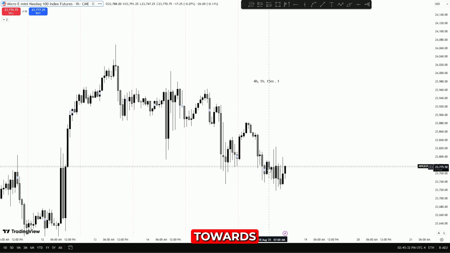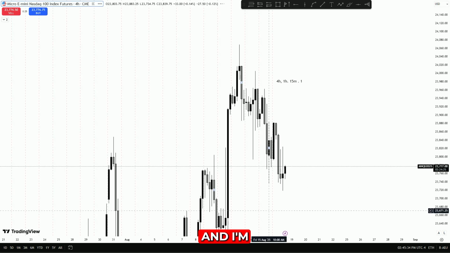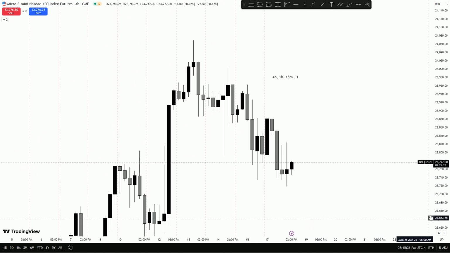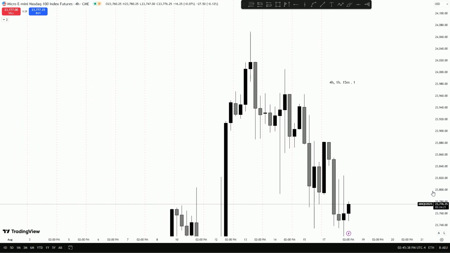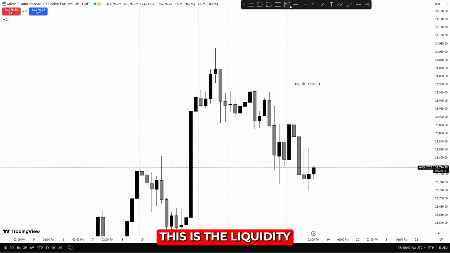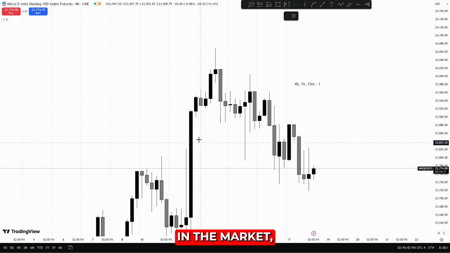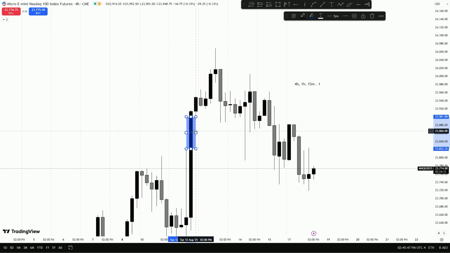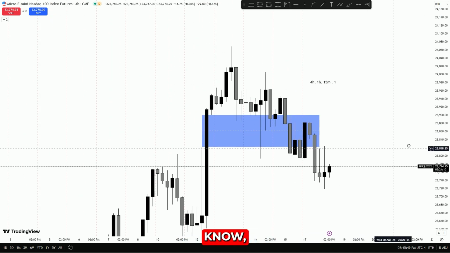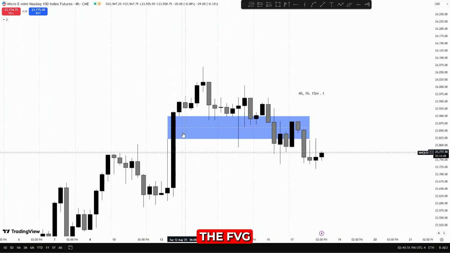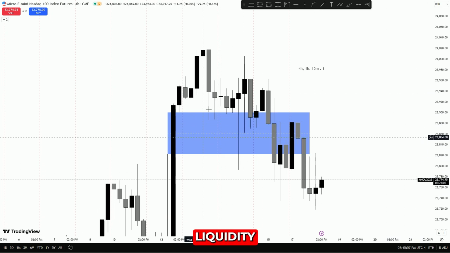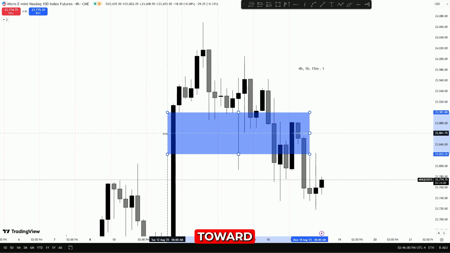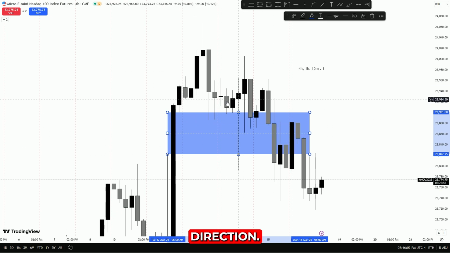Now let's move towards some forex charts, and I'm just going to explain to you guys. This is the liquidity in the market, which is this inefficiency. Now as we all know, whenever the market comes into the FVG, it taps and it moves toward the real direction. After grabbing the liquidity of the FVG, the market moves toward the real direction.